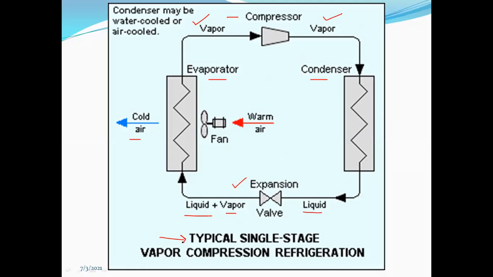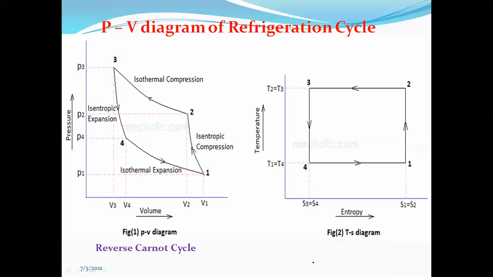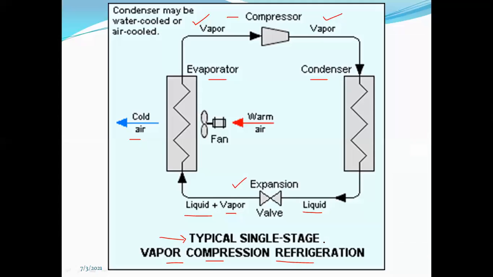This is the diagram, which is very simple to understand and to draw in the examination. This is a typical single stage vapor compression refrigeration, the vapor compression refrigeration cycle. This is the PV diagram of the refrigeration cycle. We shall stop over here and discuss the PV diagram of the refrigeration cycle in the next lecture. If you have any doubts, you can ask.